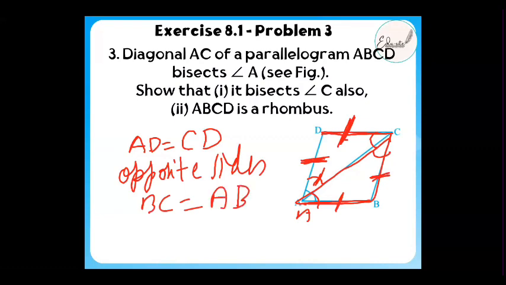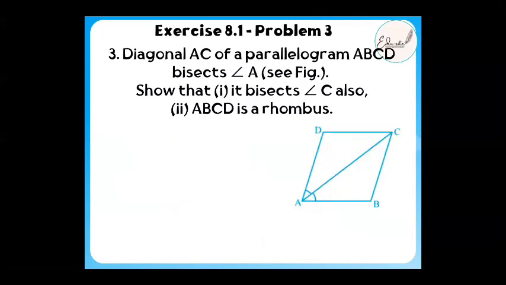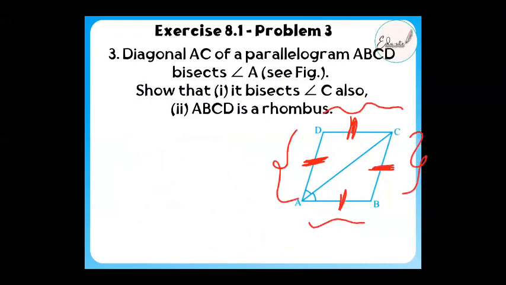So AB equals BC equals CD equals DC. So all the sides are equal. We just had to prove this one is equal to this one, and this one is equal to this one. As we already knew that the opposite sides are equal, but we did not know that this and this are equal. So to prove that, we just had to prove the angles are equal.